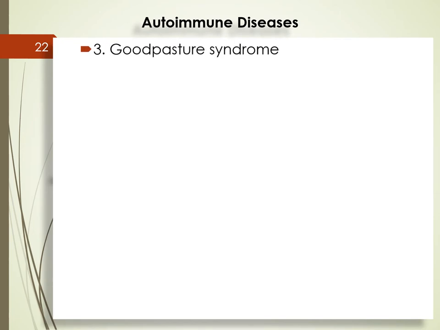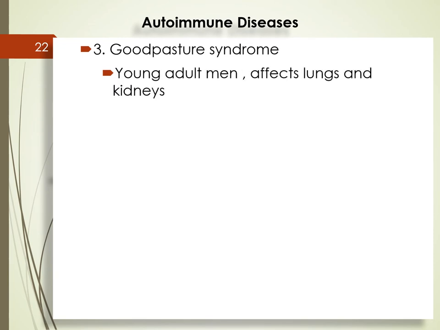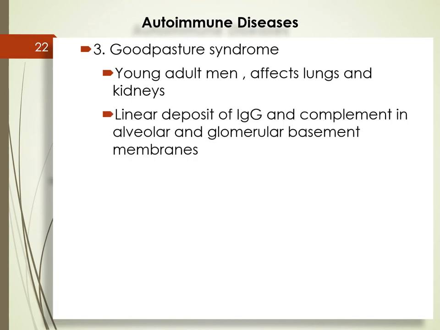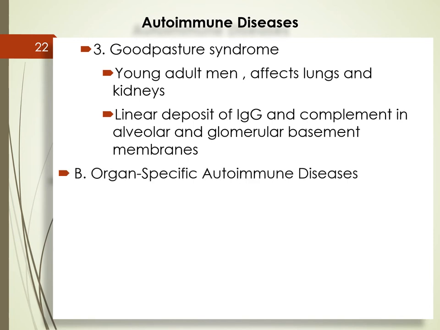Next autoimmune disease would be your Goodpasture syndrome, wherein this is a disease of young adult men which affects the kidneys and the lungs. This is an example of a type II hypersensitivity reaction. There will be linear deposits of your IgG and complement in the alveolar and glomerular basement membrane. Thus, it destroys the membranes of the kidney and the lungs.